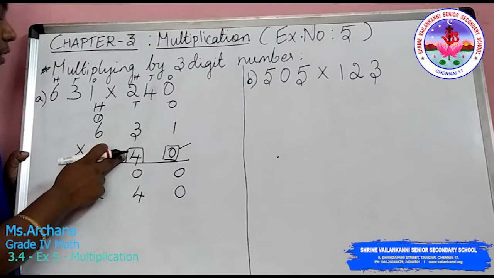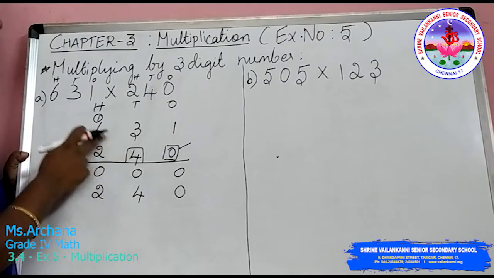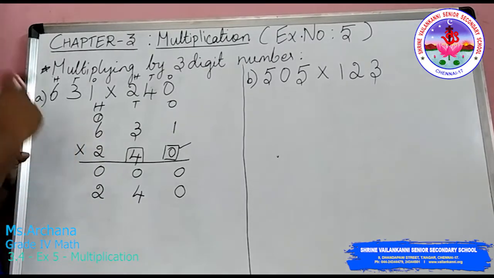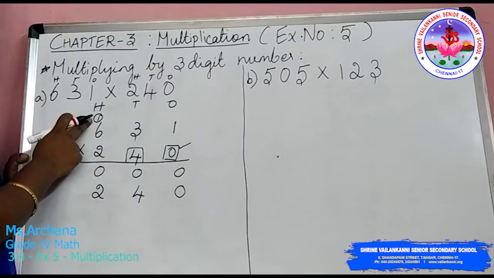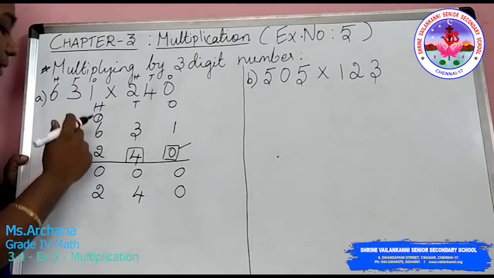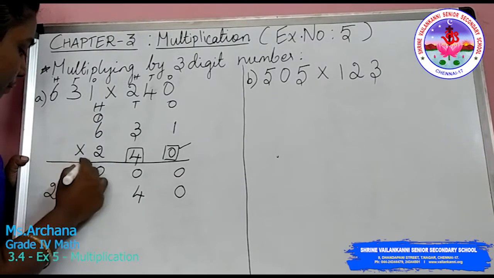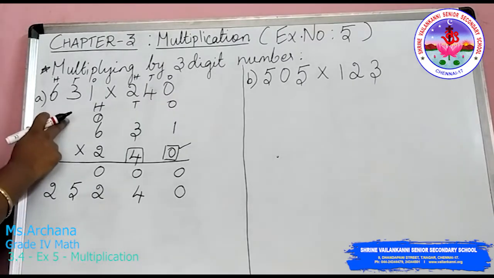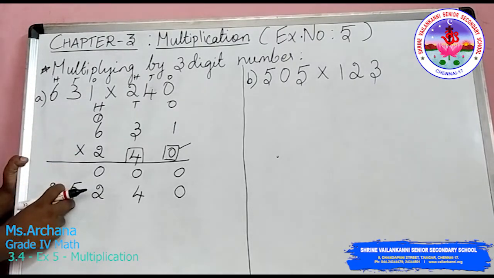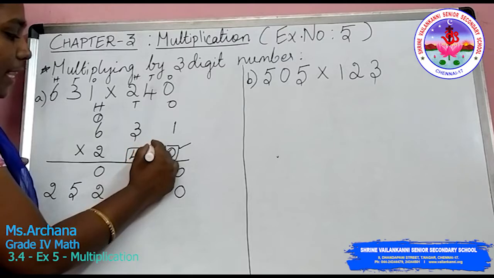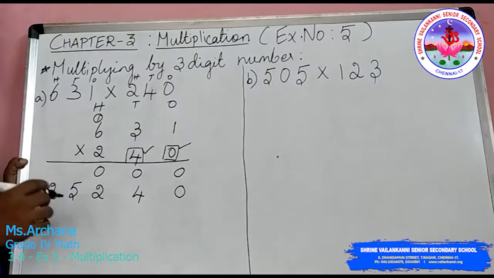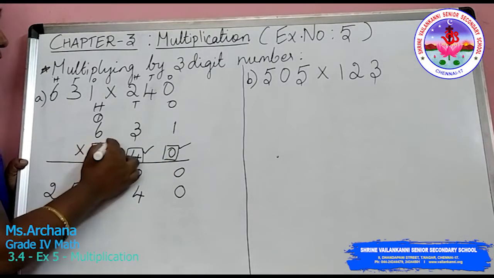So now 4 into 6, 4 sixes are 24. With that 24, 1 is added, and you will get 25. So I am writing this 25 as it is here. Okay, since I don't have a number here, I am placing the value directly. So now the tens place multiplication is over. Now moving to the hundreds place.